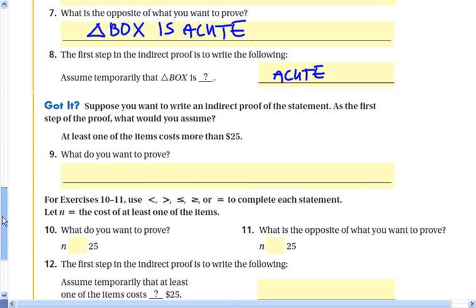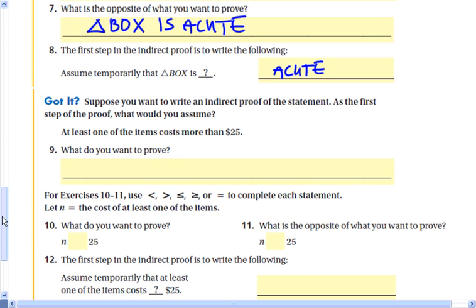Suppose you want to write an indirect proof of this statement as the first step of proof. What would you assume? So we're saying at least one of the items costs more than $25. So that means we have an item that the cost is greater than $25.